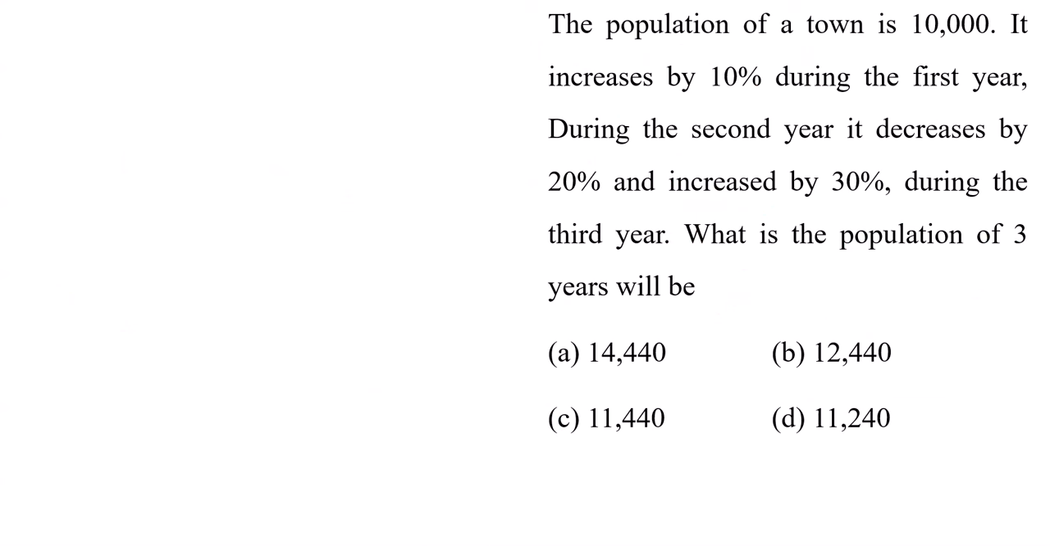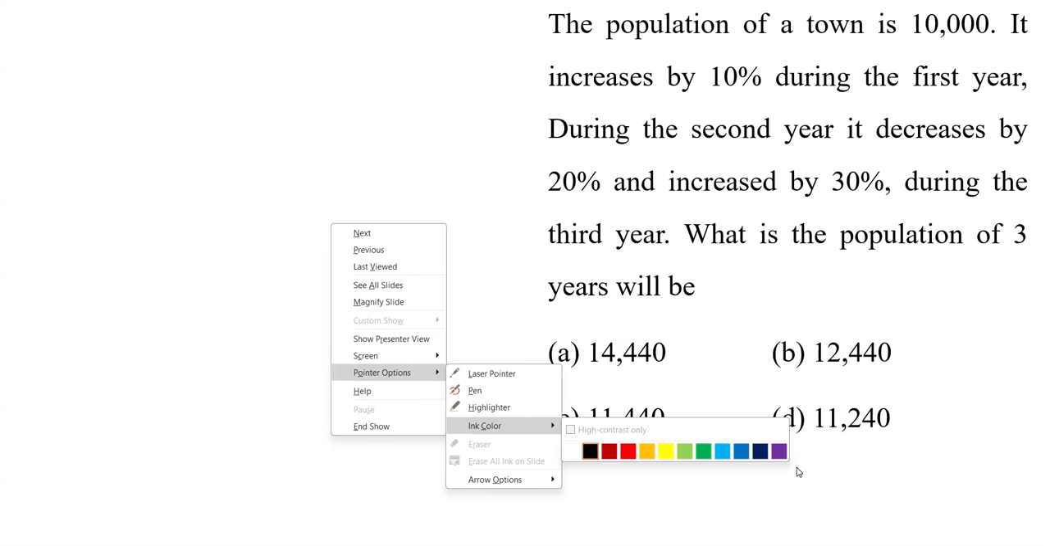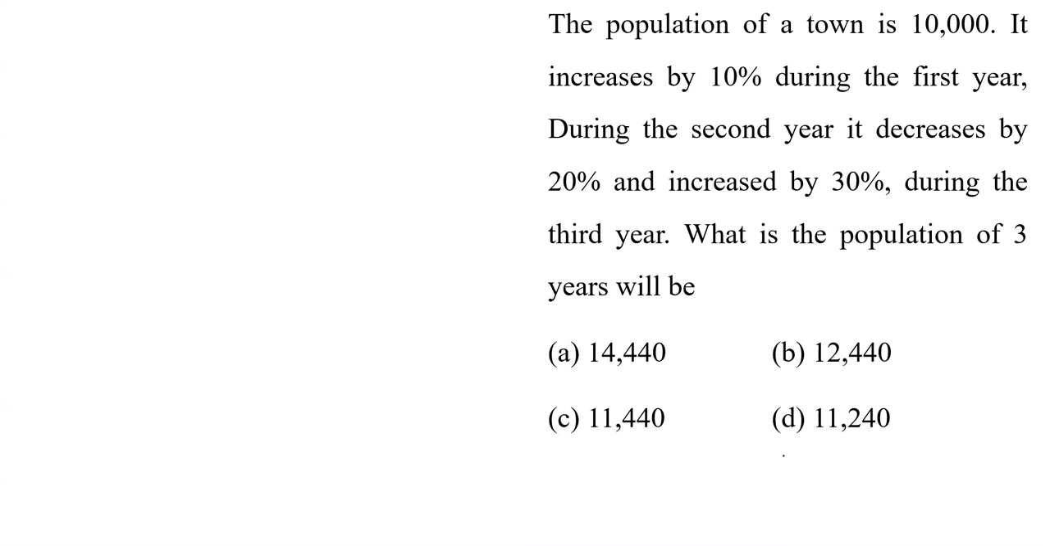Population of a town is 10,000. It increases by 10% during the first year. During the second year, it decreases by 20% and increases by 30% during the third year. What will the population after 3 years be? So sometimes they'll give the initial population and ask about after 3 years, or sometimes the population after 3 years will be given. We have to calculate the initial one.